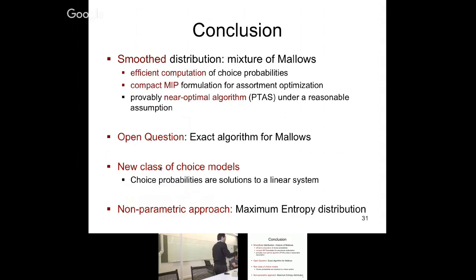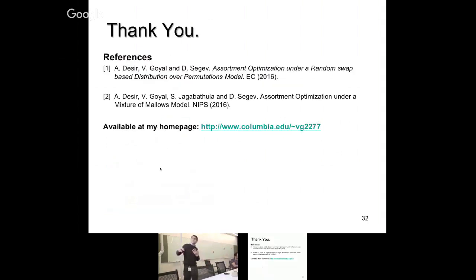And that also maps to another model that I presented, which was a Markov chain over product space defining preferences. You walk in a Markov chain over the state space of products that defines your preference, and that is also a linear system of equations. Okay, thank you. This was based on these two papers with my students and co-authors, both of which are available at my website. Thank you.